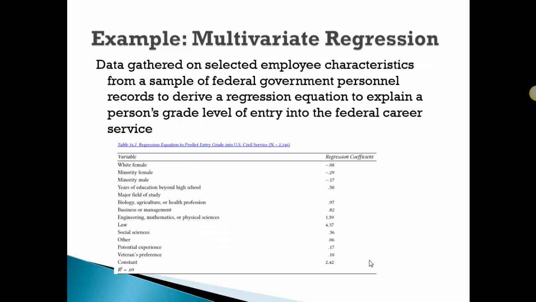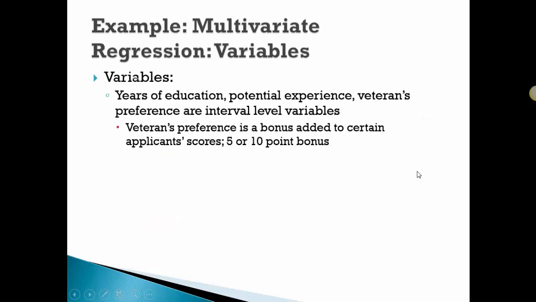There's an example in your book about data collected on selected employee characteristics from a sample of the federal government personnel records, and they wanted to derive a regression equation to explain a person's grade level of entry into the federal career service. And here are the regression coefficients that they obtained when they did this regression analysis. And you notice they have a very large number of variables in the equation.